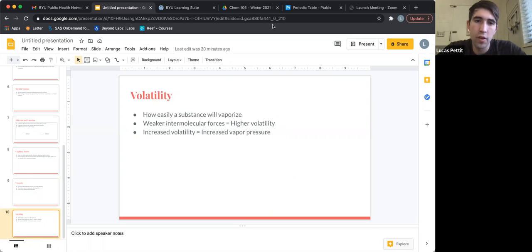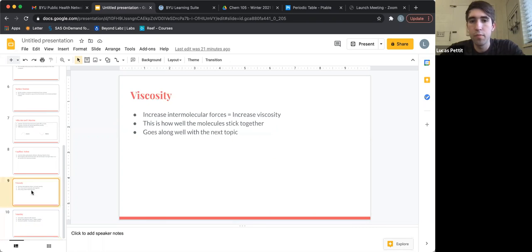The final topic for the day is volatility. You guys might remember we had the example of the lighter. Basically, volatility goes over how easily a substance will vaporize. So increased volatility is correlated with increased vapor pressure, but weaker intermolecular forces equal higher volatility. So again, it's just the opposite of viscosity.